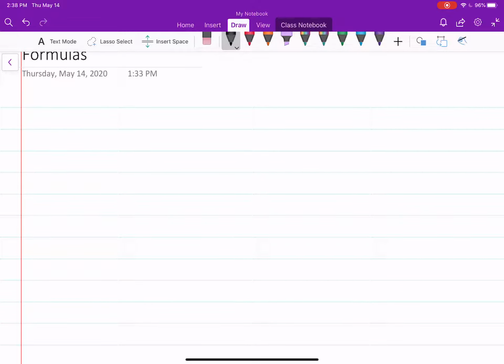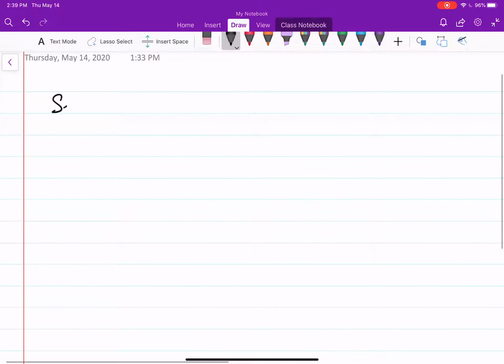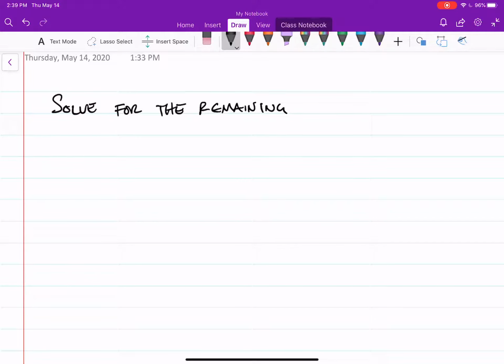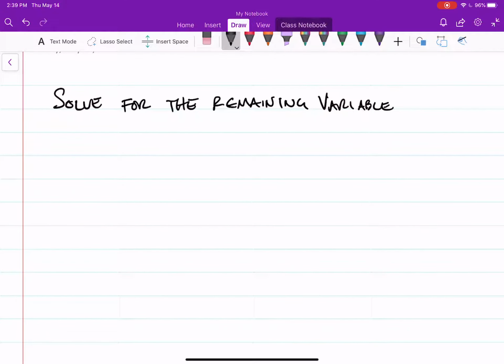One of them is going to say solve for the remaining variable. What that's trying to do is this: they're going to give you a formula, like for example, D is equal to RT, okay?